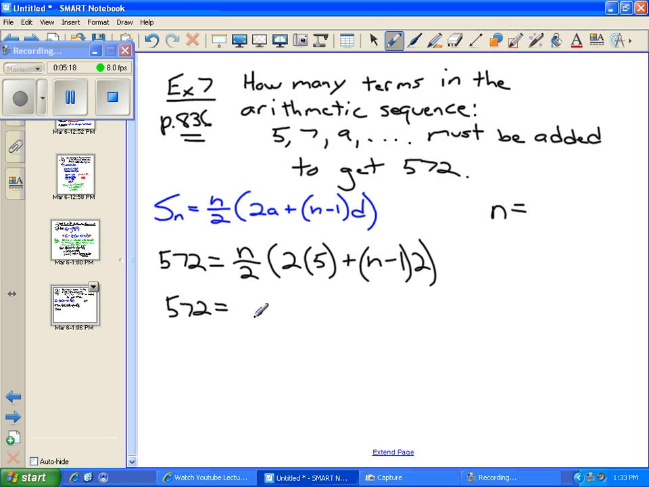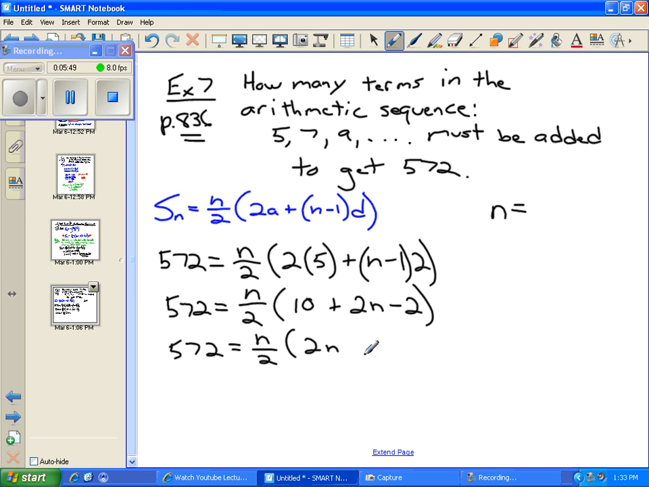Alright, this is 10. So we got n over 2 times 10. And then I can distribute this 2 here. Let's distribute that 2 to be 2n minus 2. You can combine the 10 and the minus 2. So we got n over 2 is still out in front. The 10 minus 2 is positive 8. So let's write this as 2n plus 8. So 10 minus 2 is positive 8.